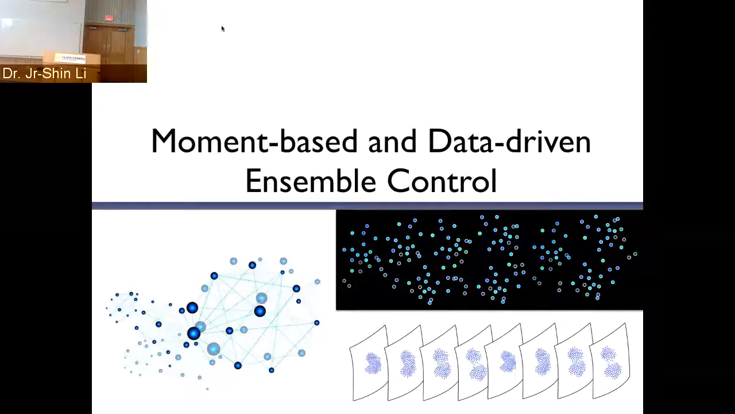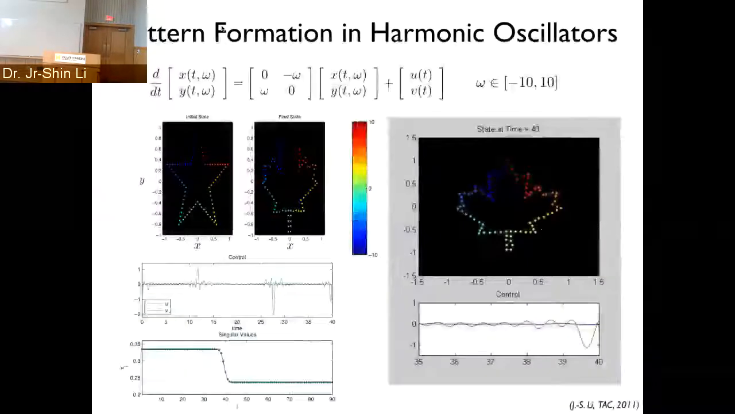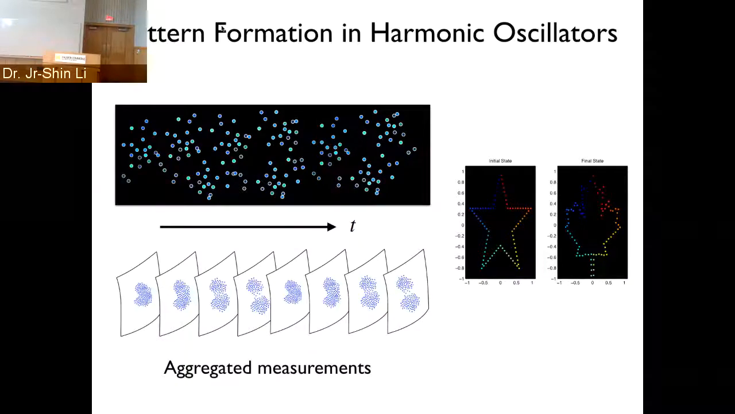The next topic is moment-based and data-driven ensemble control. This is our recent work. Earlier you have seen that if you take a population of oscillators, I have shown that we can design an open loop control that will be broadcast to the population, and you can transform this to this. But now, if we have this kind of measurement data, can we use it to do the same thing or to do a better job?